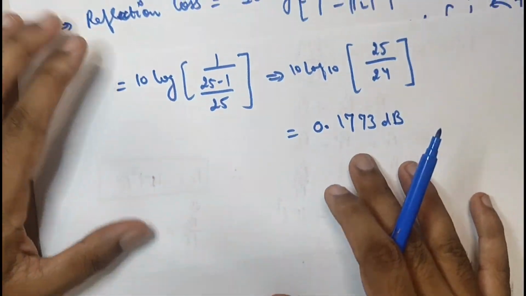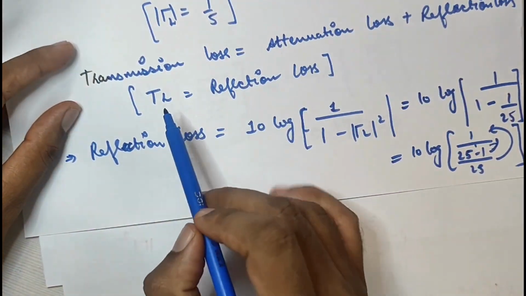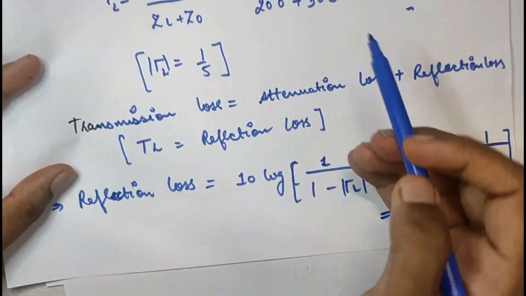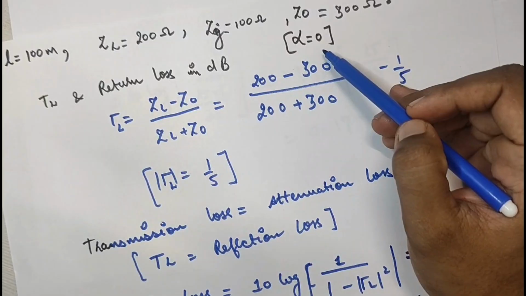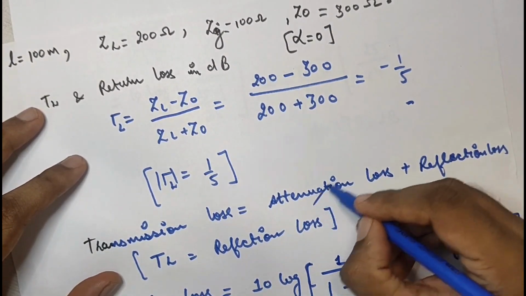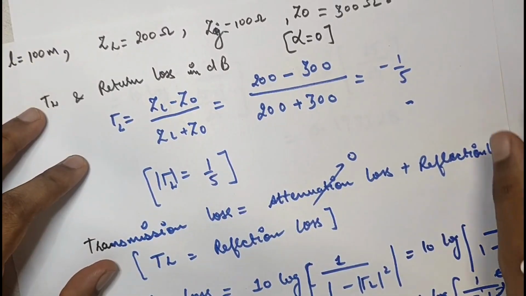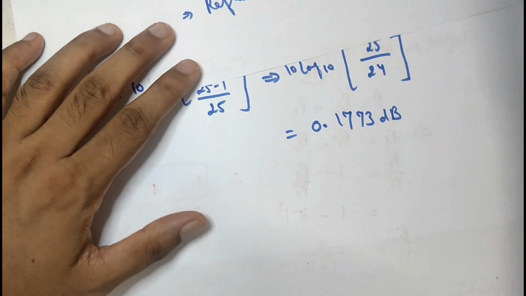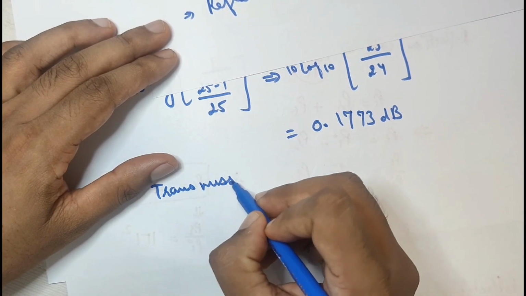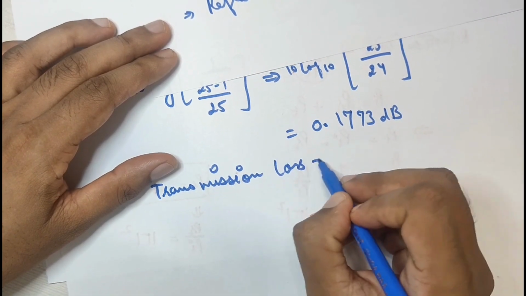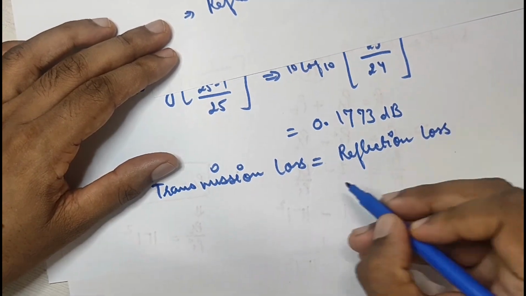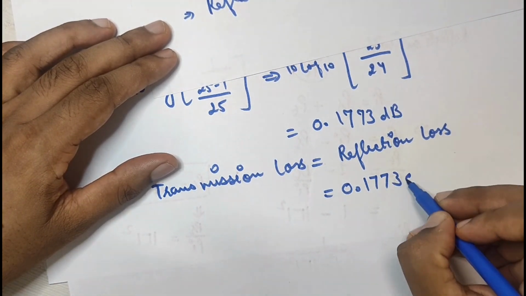We have calculated the reflection loss. And from this equation we know that transmission loss is nothing but reflection loss when we are dealing with lossless transmission lines. When the transmission line is lossless, the attenuation loss becomes 0. So we can clearly write that transmission loss is equal to reflection loss, which is 0.1773 dB.